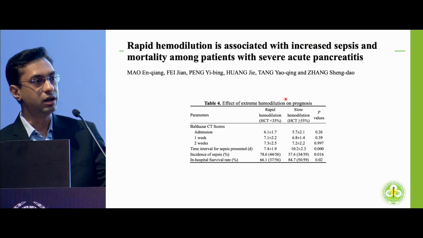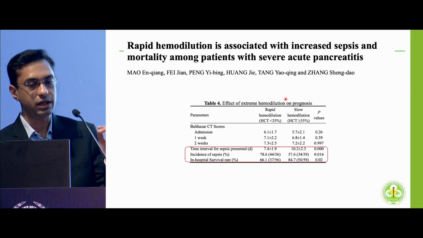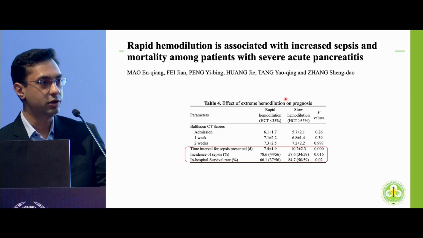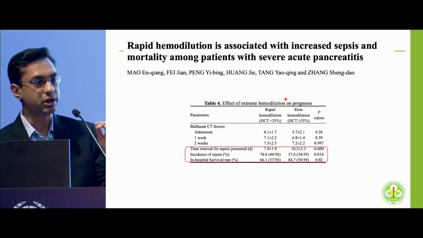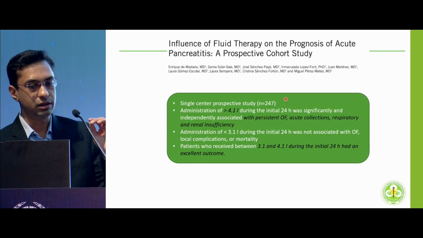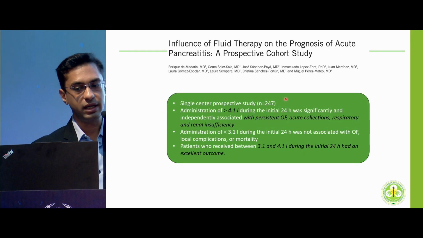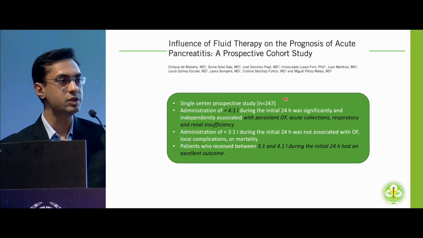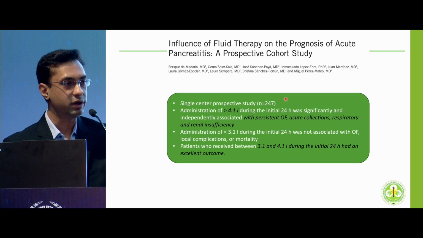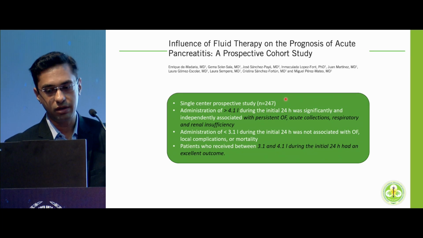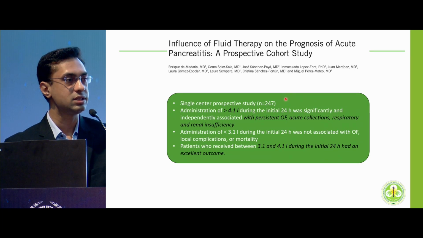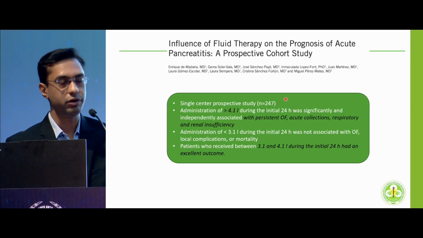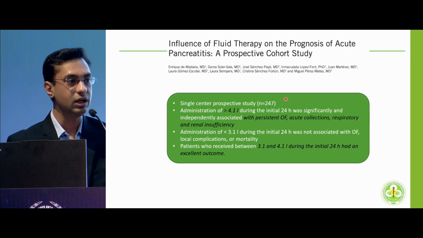Even early, in 2010, the China group showed that if we target rapid hemodilution, meaning hematocrit less than 35, the chances of mortality can be higher. Similarly, the DiMeridia group has also shown that if the total fluid volume in the initial 24 hours is more than 4.1 liters, the chances of persistent organ failure, acute collection, and respiratory and renal insufficiency can be higher as compared to more liberal therapy in terms of 3.1 to 4 liters of therapy within 24 hours.